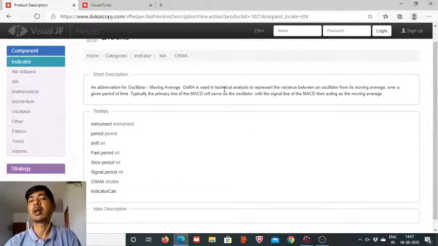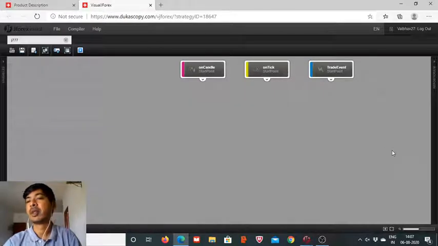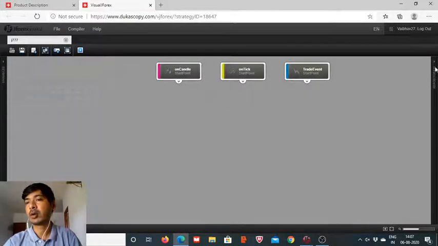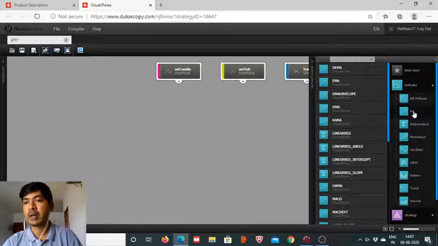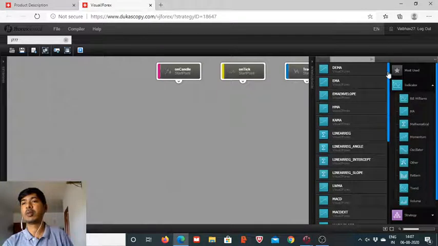The OSMA stands for the oscillator moving average, and as you can see from this description, this is a technical analysis tool in which we try to see the difference between the oscillator and the moving average, and we plot it on the chart in the form of bars. For our purpose we will be relying on this technical indicator block to create and then optimize the setup. It's part of the MA series.